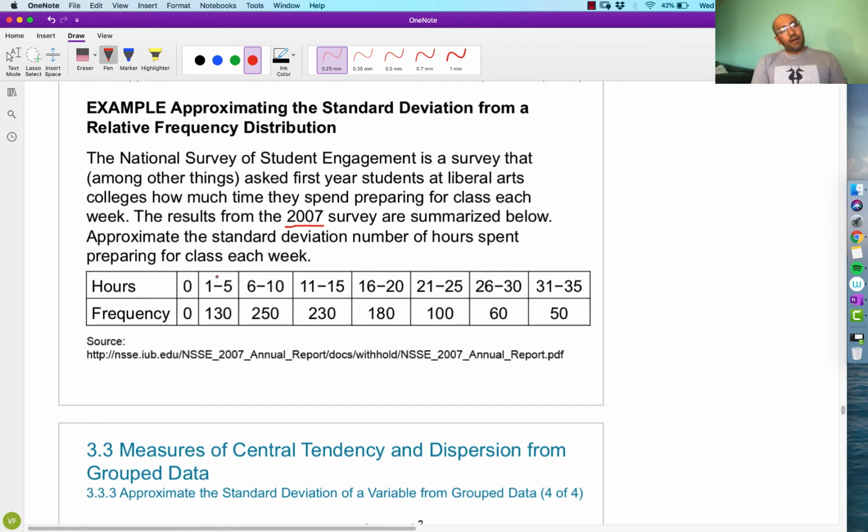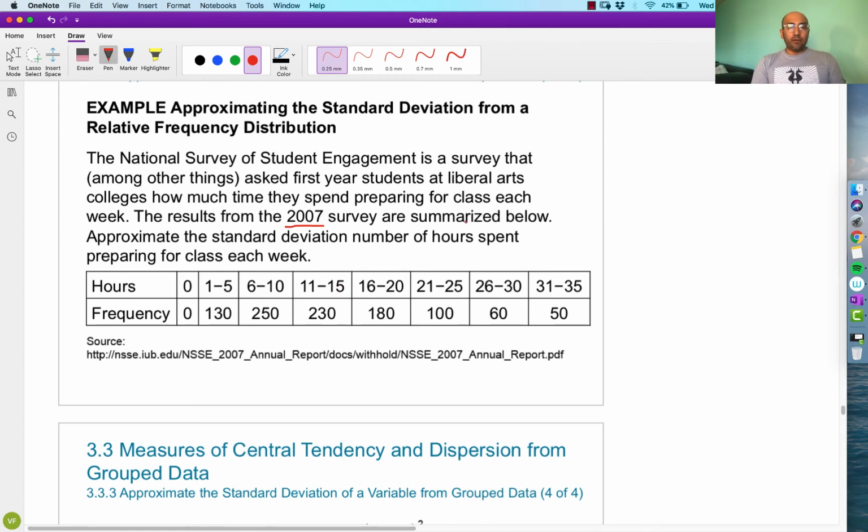2007. How many people? So this indicates that 130 students that were surveyed indicated that they only spend between 1 to 5 hours preparing for class. Assuming these are full-time students, that is terrible, right? Tragic. Okay, 250 say they only spend between 6 to 10 hours preparing for class. Way too low. 11 to 15 hours a week. Okay, 230 students indicated that they spend somewhere in between there.